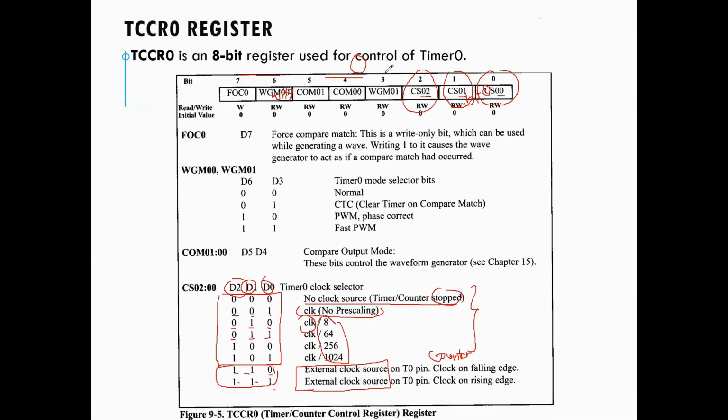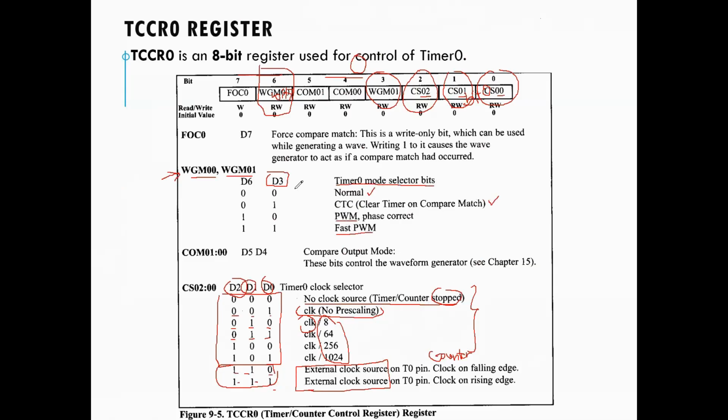Then we move forward. There is bit 3, D3 is here, and there is another one, WGM, bit 6. Bits 6 and 3 are here. These bits indicate the mode of timer 0. Is it in the normal setting? Is it using the CTC setting, or do we use PWM or fast PWM?